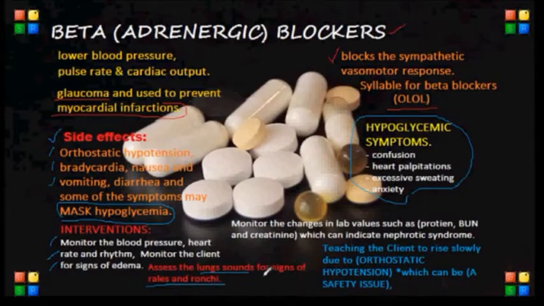Now, when our patient is taking beta blockers, it is also very important to monitor the lab values such as protein, BUN, and creatinine, okay, which can indicate a problem such as nephrotic syndrome, okay?